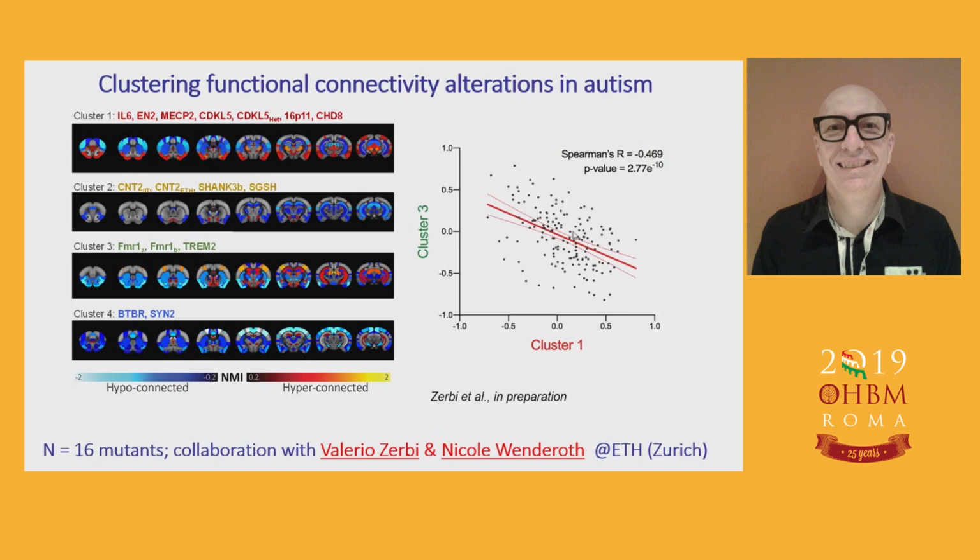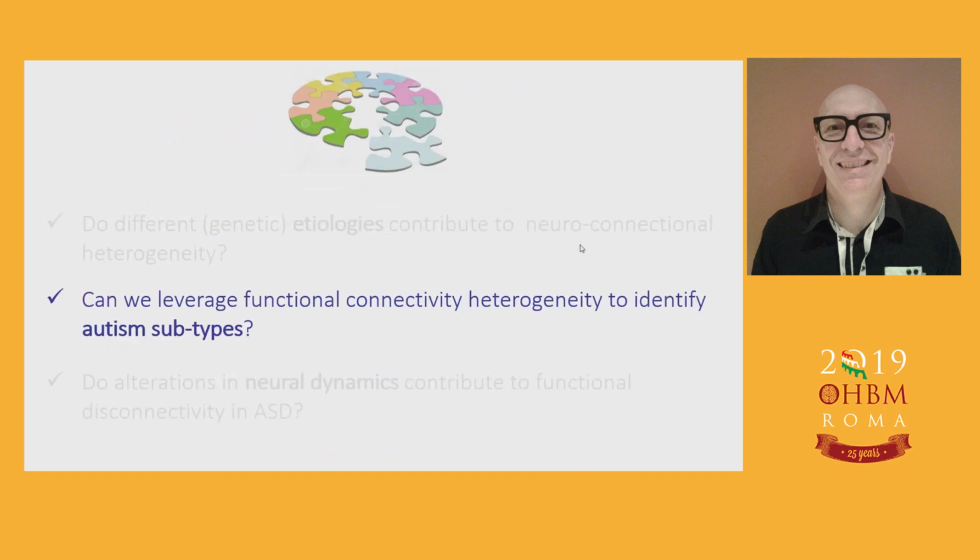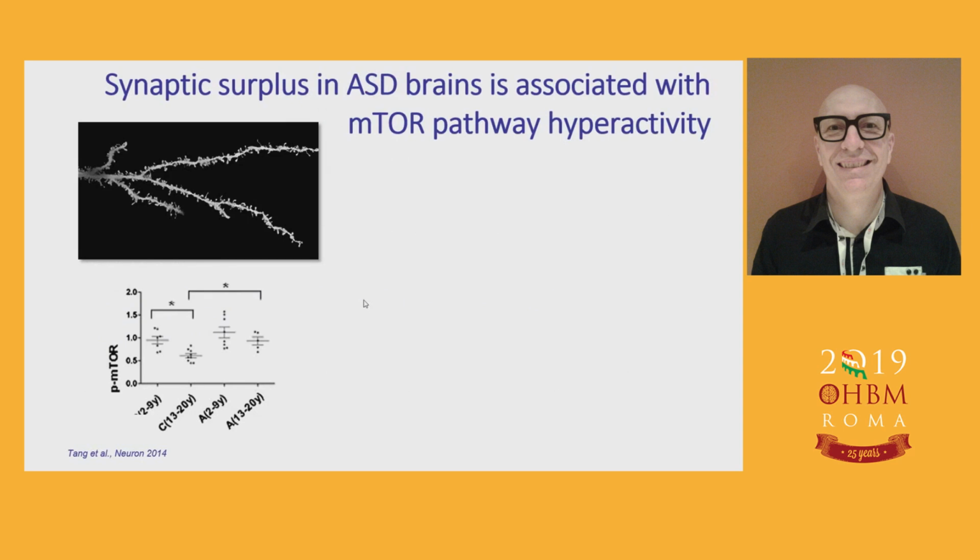So far, so good. Now, let me just carry this forward and address the second question. Can we leverage functional connectivity heterogeneity to identify autism subtypes? Well, this is an attempt we did, and I'm going to show it to you. There was also a poster a couple of days ago, but I'll try to sum up very quickly. And this was prompted by this study from David Salzer at Columbia. I'm sure many of you saw it a few years ago.